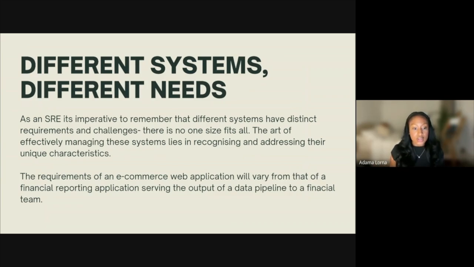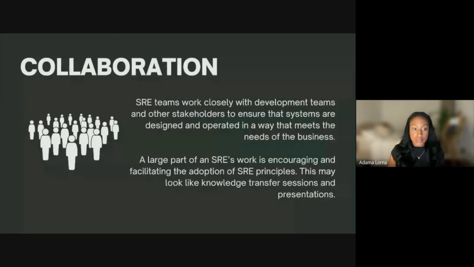needs, those unique characteristics. Even if I took this to a higher level, if you thought about an e-commerce web application like the one that we just saw that allows you to purchase books, the requirements of that are going to be very different from a financial reporting application where the end product is a result of a data pipeline. I might be more interested in things like data availability. Is the data available at 8 o'clock when the financial team need to see it? Or perhaps data accuracy. Is the data that they're getting accurate?